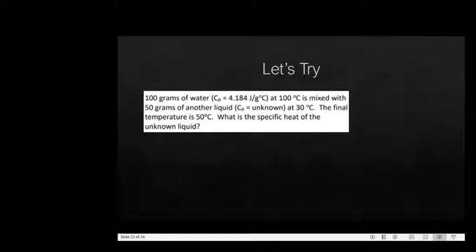So we'll do one more example. We have 100 grams of water. We'll round off the specific heat of water to 4. Its initial temperature is 100 degrees Celsius. It's mixed with 50 grams of another liquid whose specific heat we don't know. But we do know its initial temperature is 30 degrees Celsius. And when we bring the two together, the final temperature is 50 degrees Celsius. We want to know the specific heat of the unknown liquid.